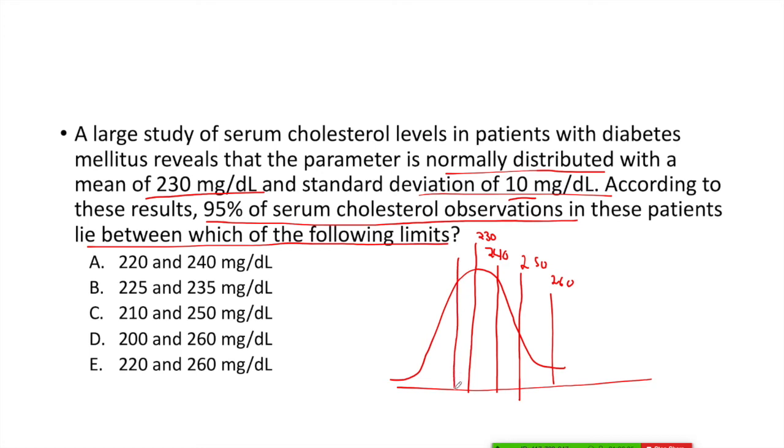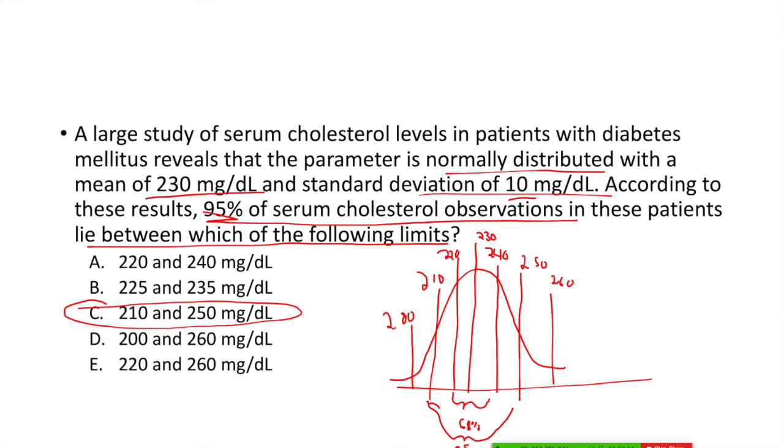Same thing going in the other direction, we can have 220, and then 210. After that, we can have 200. So those are going to be three standard deviations in either direction. So we want 95% captured. One standard deviation, you told me before, is 68. Great. Two standard deviations is going to be 95. So, yes, 210 and 250.